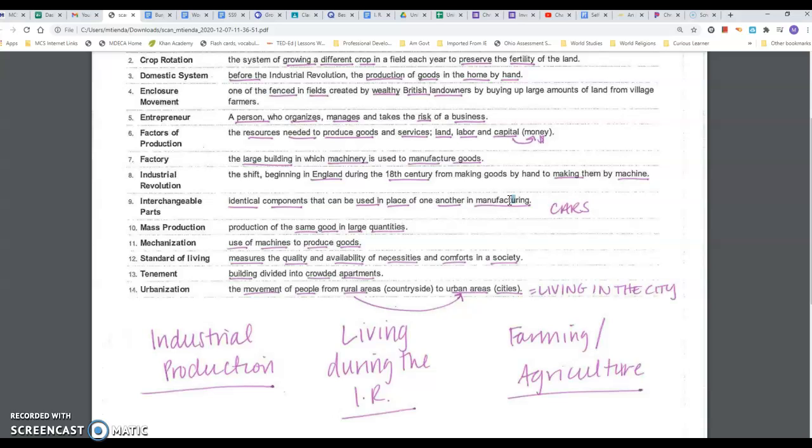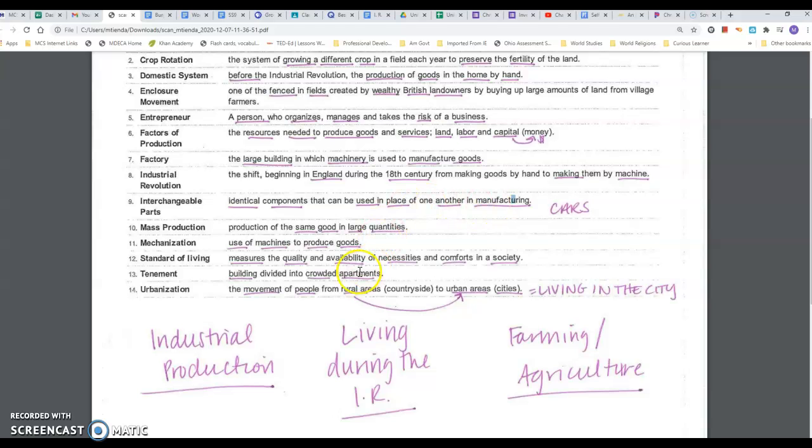Mass production of goods is creating the same good in large quantities. Again, those are made on the assembly line, so one worker will do the same task over and over again on that assembly line, which allows for the greater production of goods. Mechanization is the use of machines to produce goods.